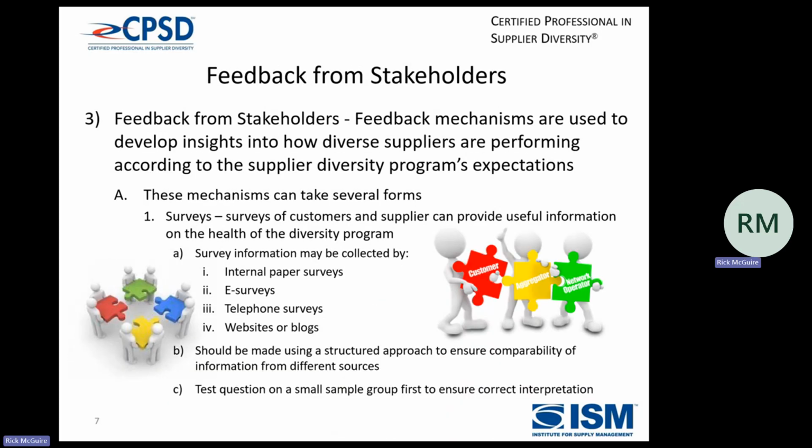Feedback from stakeholders. Feedback mechanisms are used to develop insights into how diverse suppliers are performing according to the supplier diversity program's expectation. These mechanisms can take several forms. Surveys of customers and suppliers can provide useful information on the health of the diversity program. Survey information may be collected by internal paper surveys, although nobody does anymore, e-surveys, telephone surveys, which I don't think would work, websites or blogs.